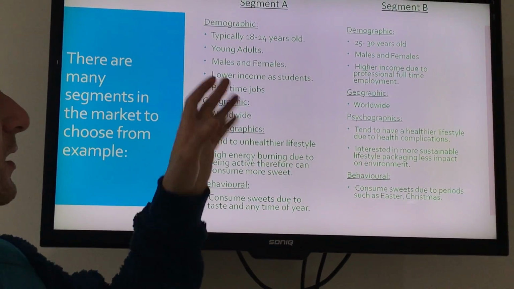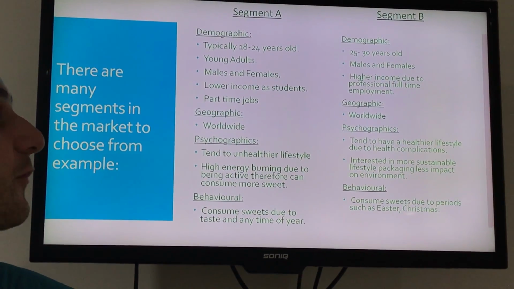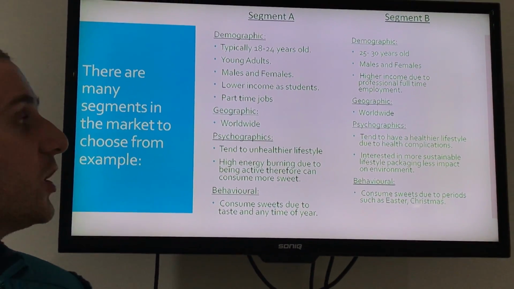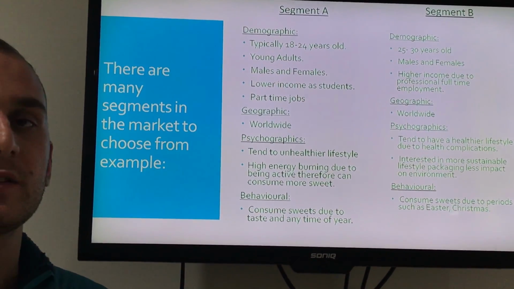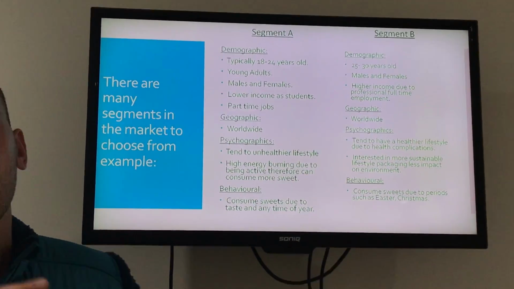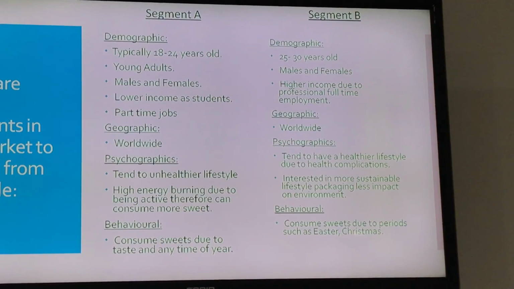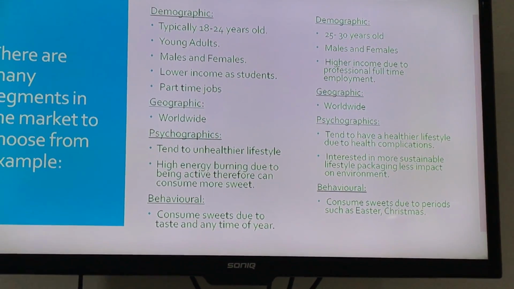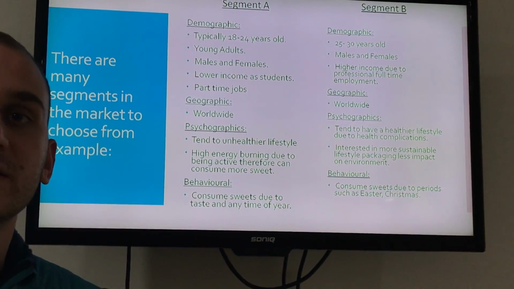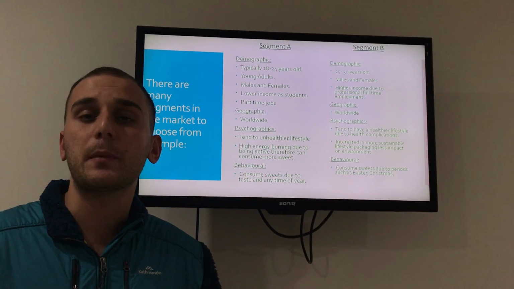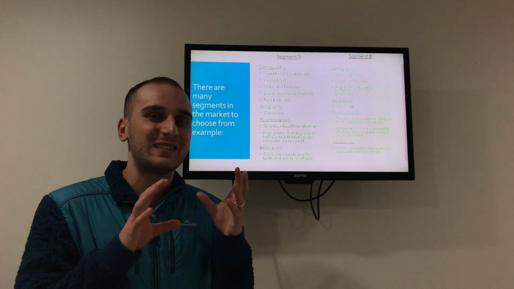So segment A, the demographic is typically 18 to 24, young adults, males and females. They're lower income because they're students, with part-time jobs, compared to segment B. They're a bit older, 25 to 30, with higher income due to employment, and they have different needs and wants. So segment A has different needs, segment B has different needs, and it's important to understand both of their needs.